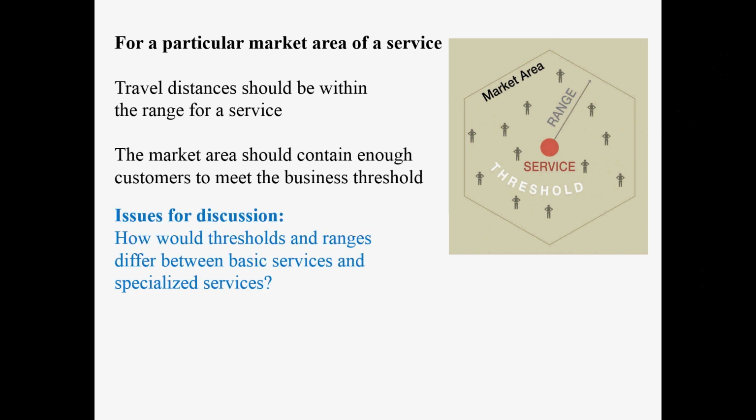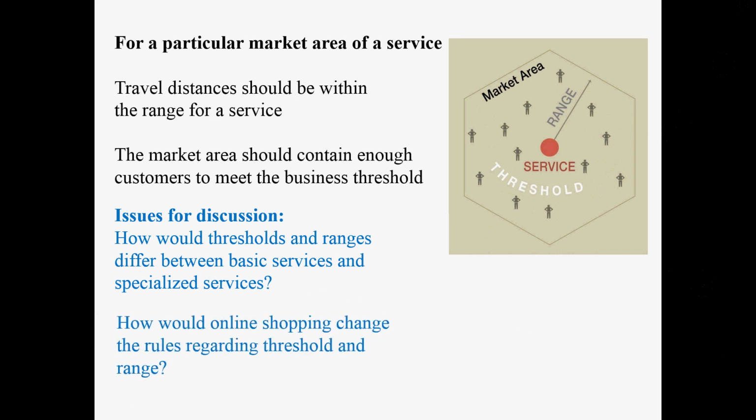Now here we have an issue for discussion. How would the threshold and the range differ between basic services and specialized services? Here we can understand basic services as gas station, haircut, grocery shopping, and so forth. And more specialized services such as going to see a doctor, going to see a lawyer, going to college, going to see professional sports, a very good concert. How do those basic services and specialized services differ in terms of their threshold, and also in terms of range? From your everyday experience, you can very easily come up with answers to the question.